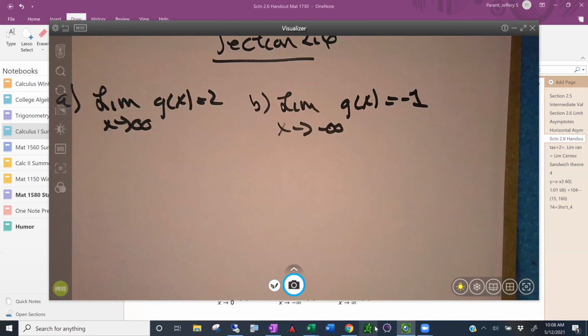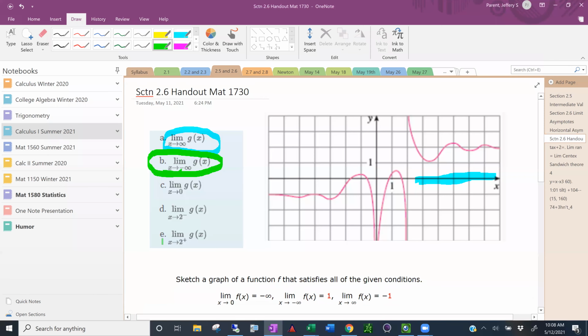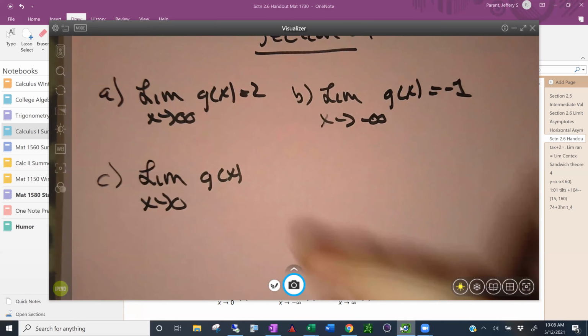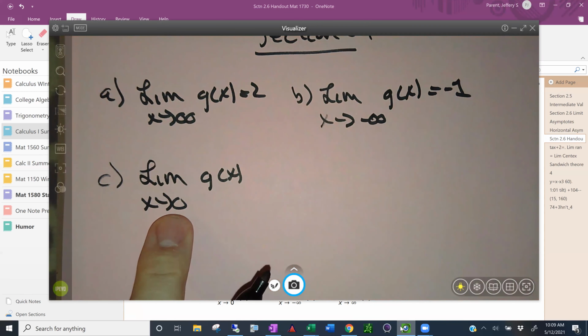What other limits involving infinity can we see with this graph? Let's take a look. Part C, the limit as x approaches 0 of g of x. Now that one's kind of interesting. Let's see if you've been picking up on one of the big things about limits. If this limit exists, what two things have to be true? Or what two things have to equal each other?